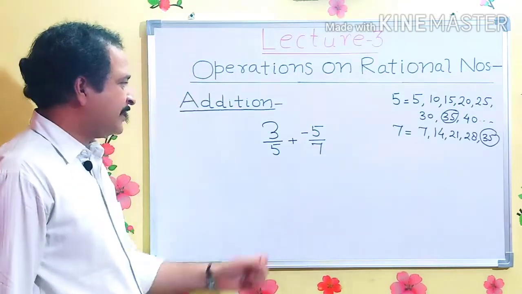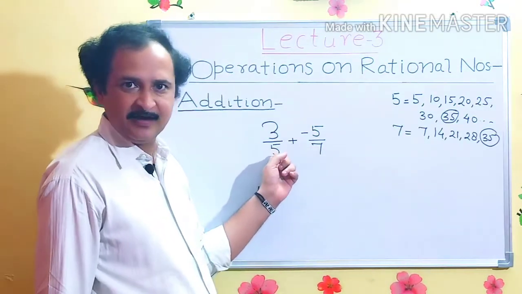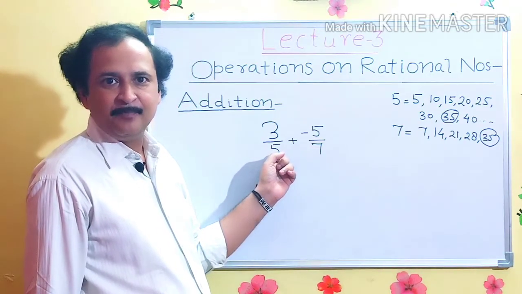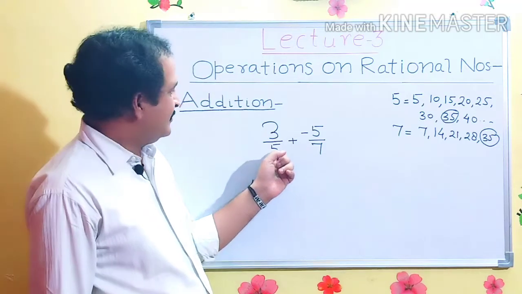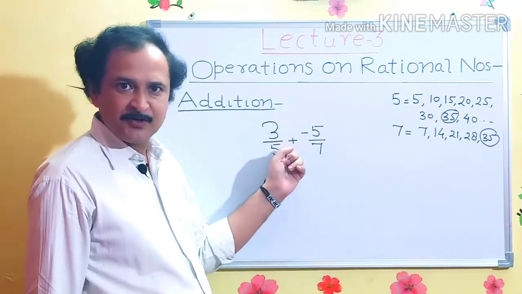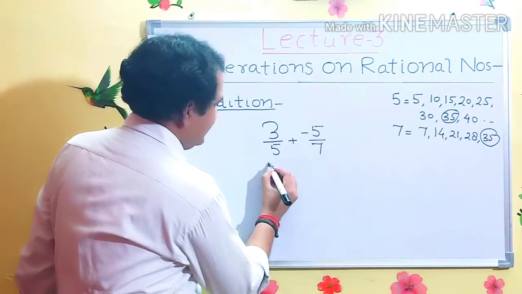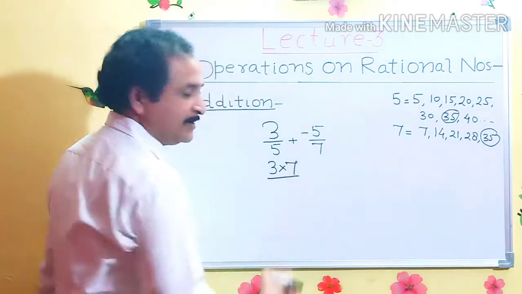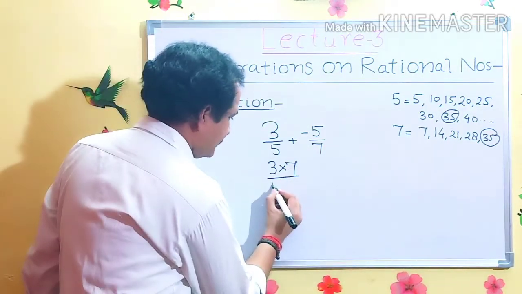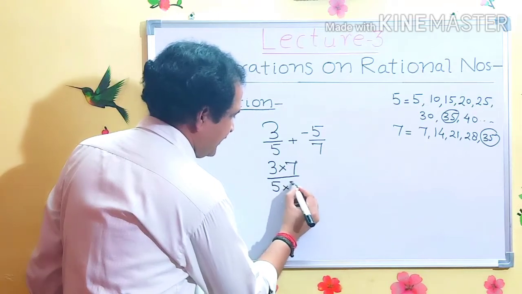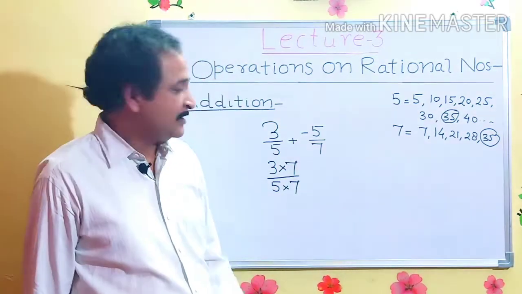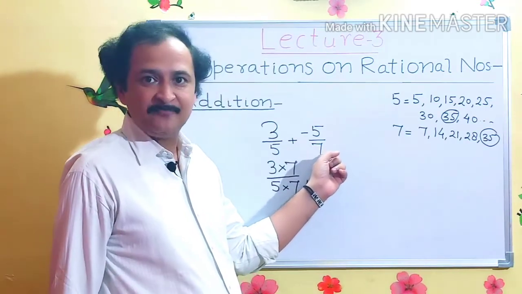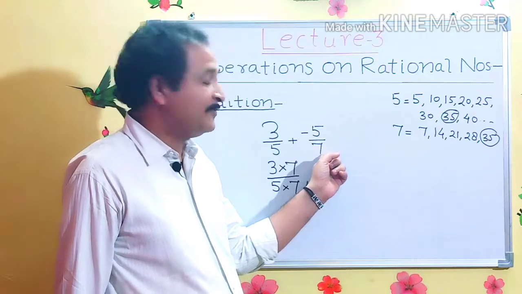Now, how can we convert this 5 into 35? We convert this 5 into 35 by multiplying by 7 in the numerator as well as in the denominator. Then this number can be written as 3 multiplied by 7 upon 5 multiplied by 7. Similarly, this denominator 7 can be converted into 35 by multiplying by 5.